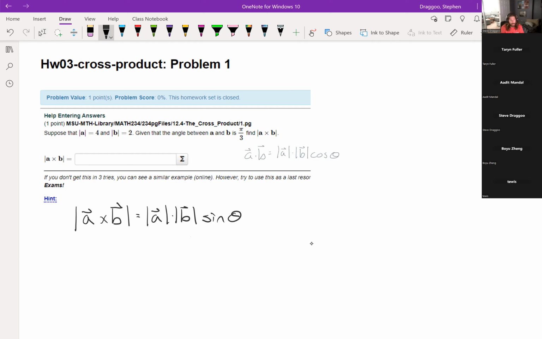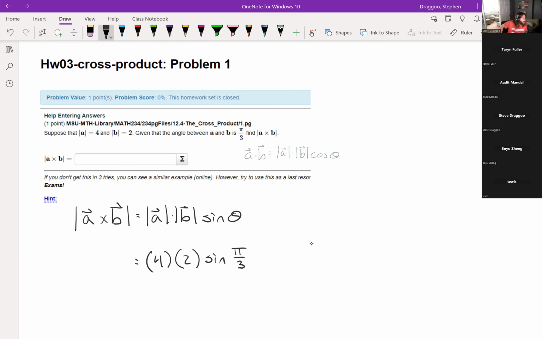And we know each of those three pieces. We know that the magnitude of A is 4. We know that the magnitude of B is 2. And we know that the angle between them is pi/3. And as long as we're not specifying degrees, you should assume that the angle is given in radians. And in particular, pi/3 is a pretty common radian angle measure.